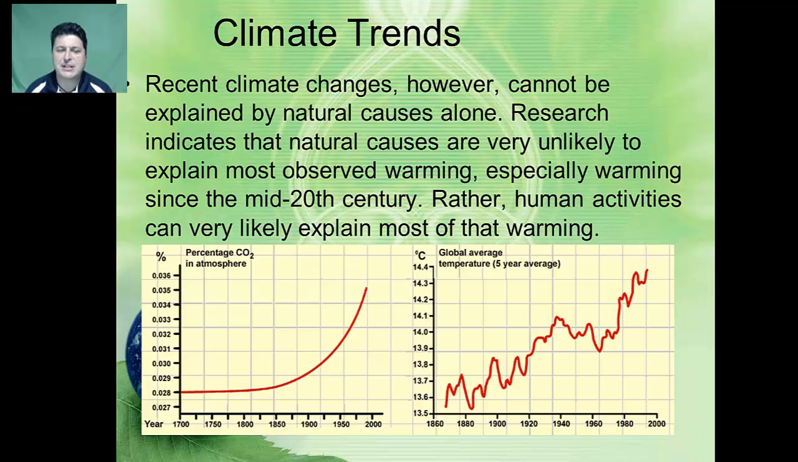Recent climate changes, however, cannot be explained by natural causes alone. Research indicates that natural causes are very unlikely to explain most of the observed warming, especially warming since the mid-20th century. Rather, human activities can very likely explain most of that warming. For example, if we look at the increase in atmospheric carbon dioxide since the 1900s, it corresponds pretty well to an increased global average temperature.